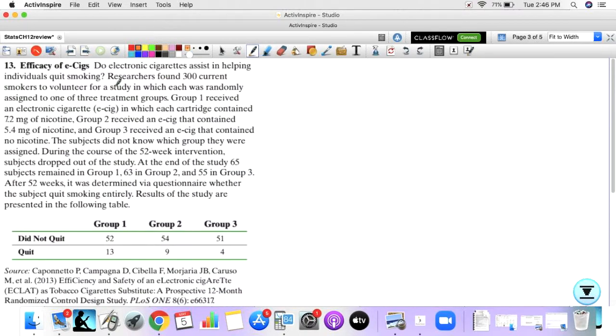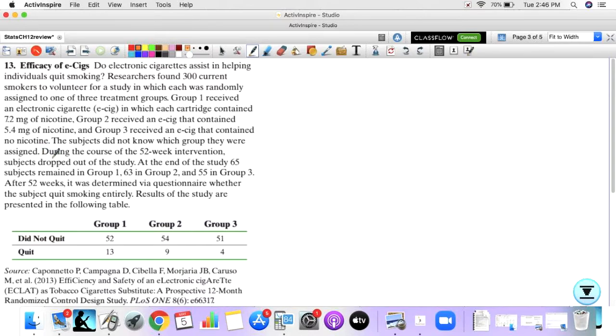Let's take a look at 13. In 13, they're looking at seeing if e-cigarettes assist in helping individuals quit smoking. Researchers found 300 current smokers to volunteer in the study, in which each was randomly assigned to one of three treatment groups. Group 1 received an electronic cigarette, and the cartridge contained 7.2 milligrams of nicotine. Group 2 had one that had 5.4 milligrams of nicotine, and Group 3 had one that had no nicotine. The subjects did not know which group they were assigned to.